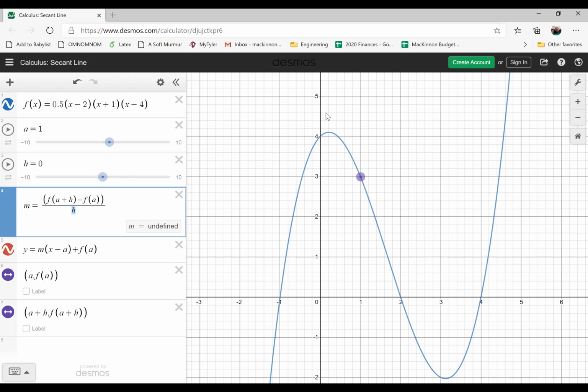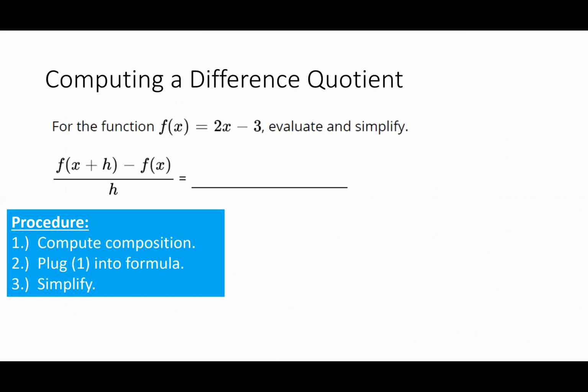Let's go back to our presentation. So let's actually compute a difference quotient here. This is the difference quotient formula. I'll tell you that this will not always be given to you on tests or anything to that effect, so have this memorized as your difference quotient. It's not a crazy thing if you think about it: you've got a difference and a quotient. So that's what the formula is.